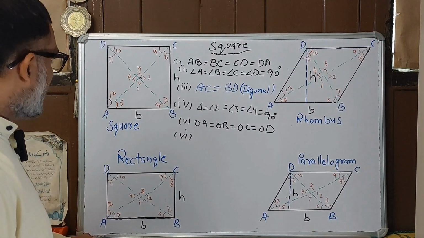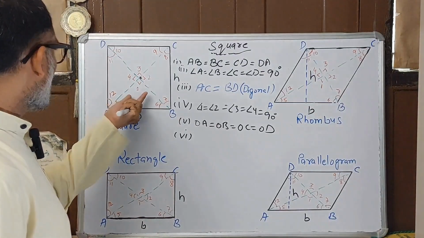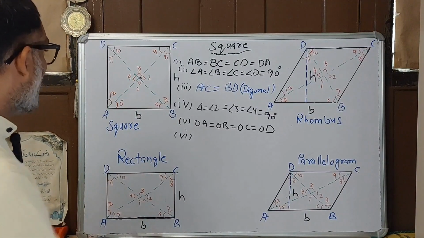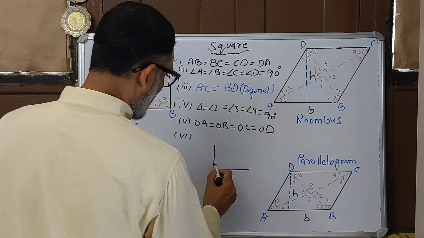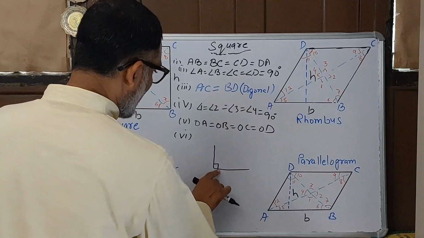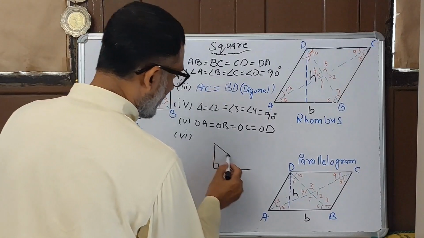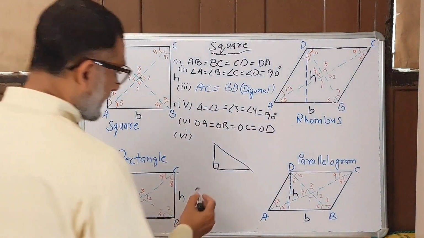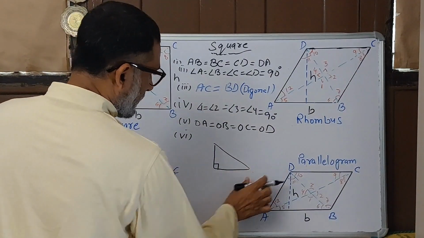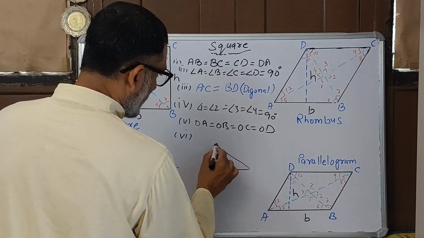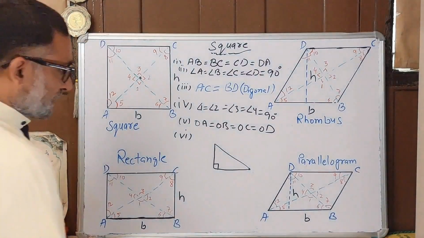And after seeing that, point number 6 here is the right angle triangle. In any triangle, if one angle is 90 degrees, then we call it a right angle triangle. When the triangle is right angled, there must be a Pythagoras theorem that will be satisfied. If it is a right angle triangle, then it will satisfy the Pythagoras theorem.